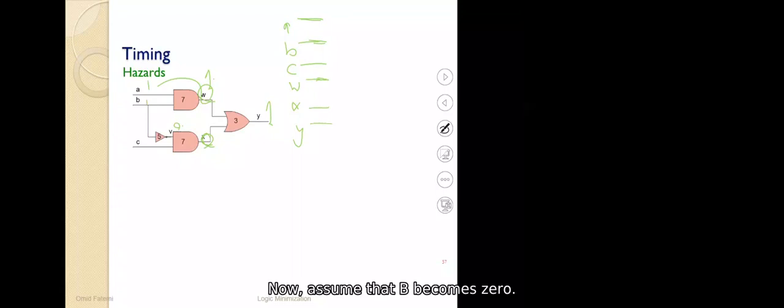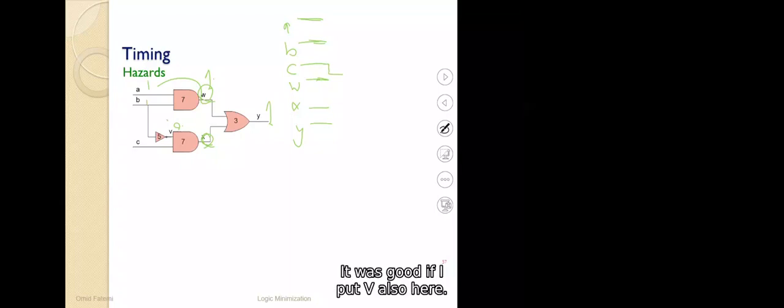Now assume that B becomes 0. Before, B was 1, so we were selecting A as the output. Now B becomes 0, so we are now selecting C as the output, okay? This is the multiplexer.